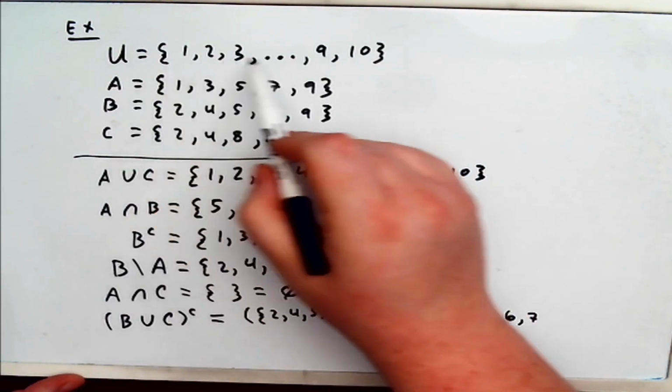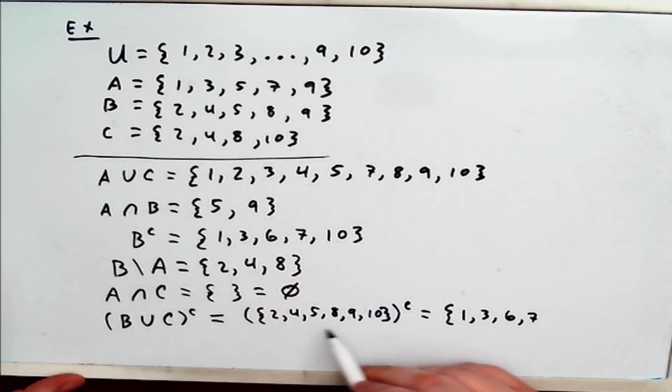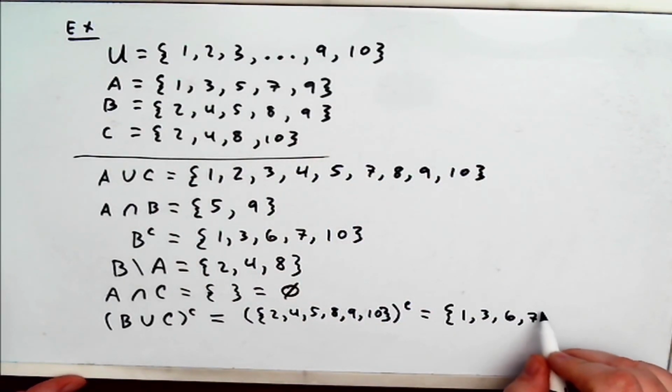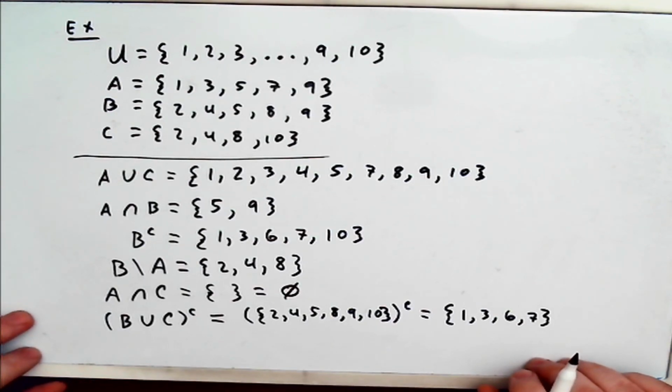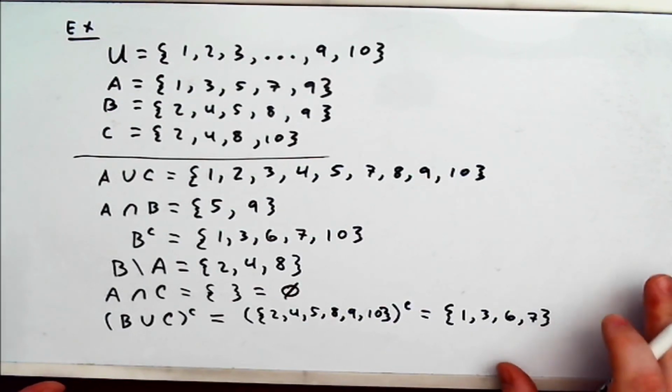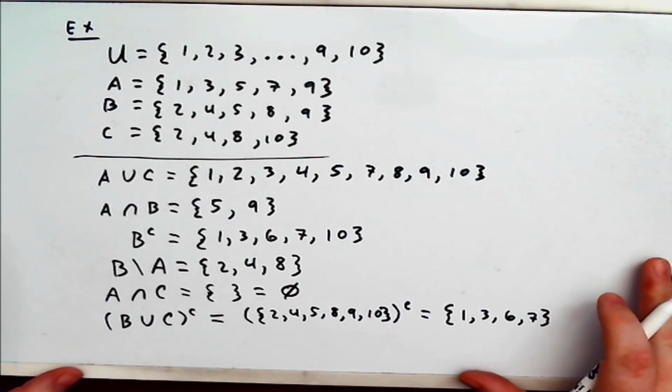Okay, so I've gone through all the universal set. I've removed the elements from B union C, and I obtain my complement set: 1, 3, 6, 7. I know this was kind of long. I did a lot of examples, but I really wanted you to have the best chance of understanding these set operations and how to perform them.